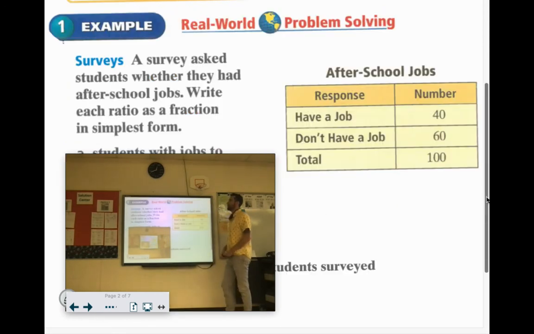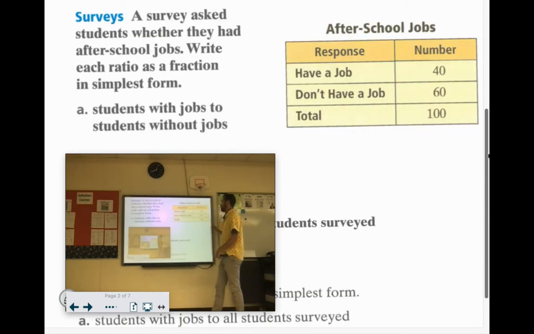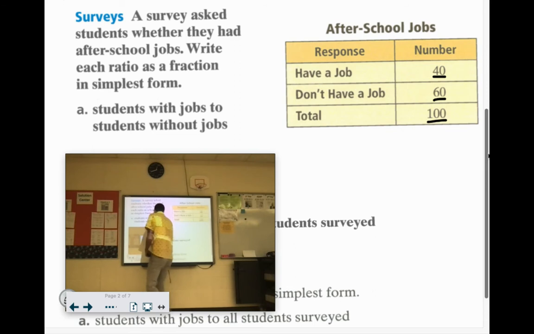A survey asked students whether they had after-school jobs. Write each ratio as a fraction in simplest form. So let's look at the chart here. Students that have a job, there's 40 of them. Don't have a job, there's 60. Altogether, there are 100 students in this survey. So they want to compare the students with jobs to students without jobs. So 40 of them have a job compared to the 60 of them that do not have a job.